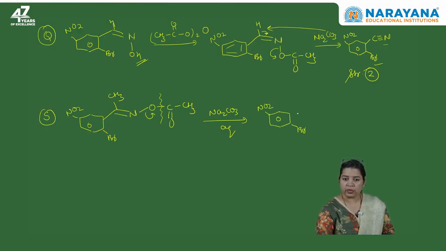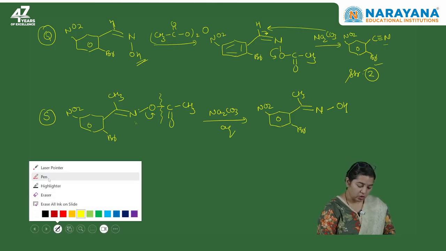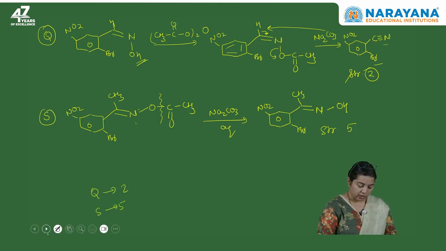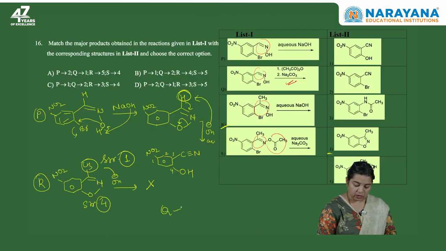As a result, NO2, bromine, CH3, NOH. And the position, see, if this bond would have been broken, there is a chance that I could have either side, cis and trans. But the option is clear that this bond is broken, not this. So there is no change in this bond. It remained as it was given in the original compound. Now let me check, this structure is number 5. So Q we matched with 2, S we matched with 5.